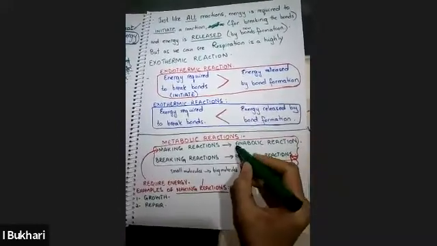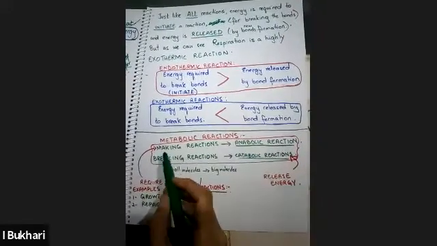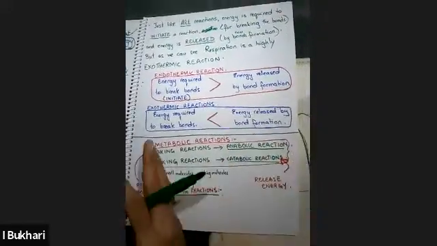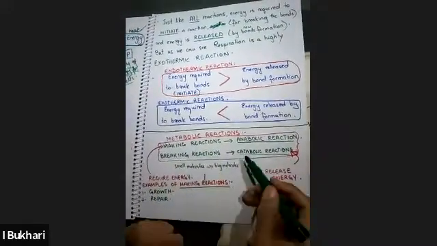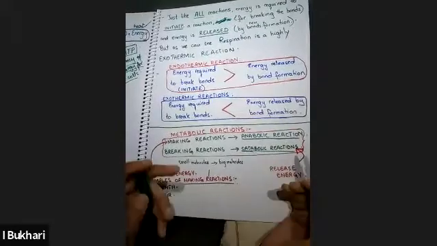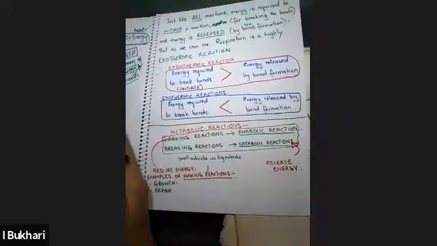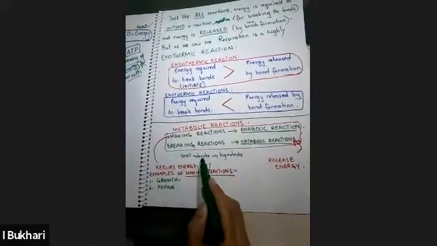Now, these are the terms. Anabolic reactions are the making reactions, where you try to make big molecules out of small. And I will give you examples in a while. And breaking reactions are called catabolic reactions. Cat for cut. You cut the big molecules down into small, okay? Small molecules to big is making reaction.